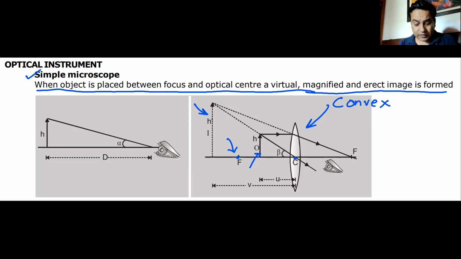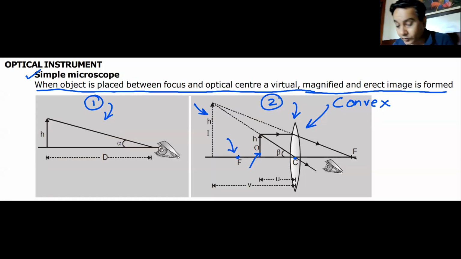If the focal length is smaller, what will happen? If the object goes beyond the focus, then you will start to get diminished images as well. We understand this? That is why, for a simple microscope, we need a convex lens with a large focal length. Can you write this down? I'll give you a minute to note it down.